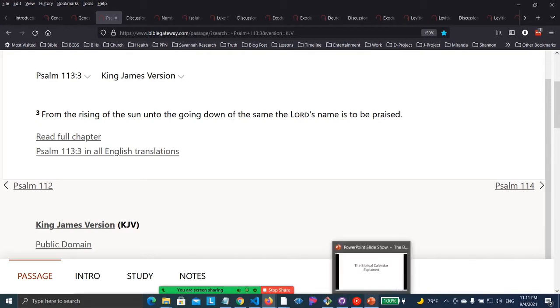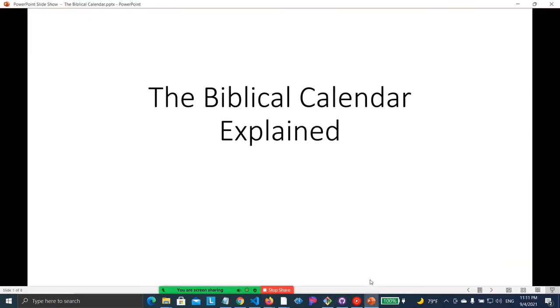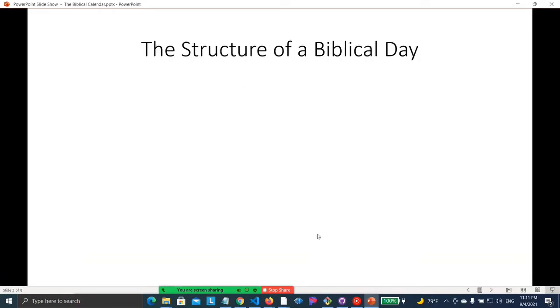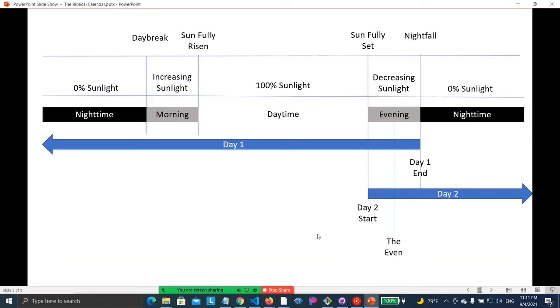Now I'm going to go to my slideshow and present to you the biblical calendar, and explain the structure of a biblical day. I'm just going to explain the day right now. We'll focus on the others later. What determines it again is 100% sunlight versus 0% sunlight. How much light you get at night is determined by the moon, which of course reflects the sun. It's light, but we still call it moonlight. Nobody calls it reflected sunlight.